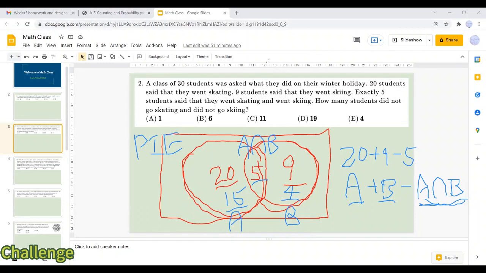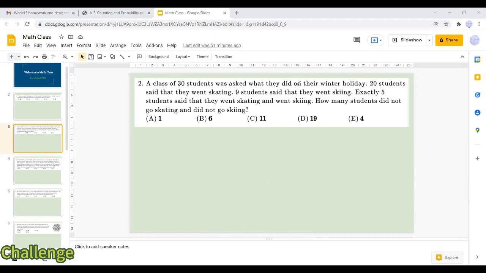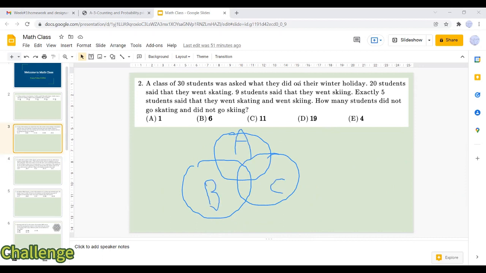So, okay, well, what about if we have 3 circles in our Venn diagram? How will we do PIE? So if we have 3 circles, 1, 2, 3, how will we do PIE? So let's first label the first circle as A, the second circle as B, and the third circle as C. Okay, so first off, let's do A plus B plus C. Which parts have we overcounted? Does anybody know?